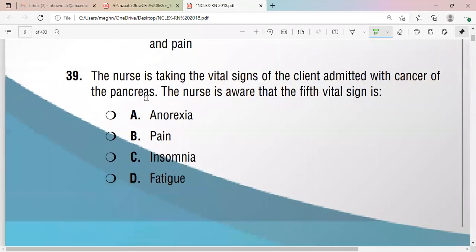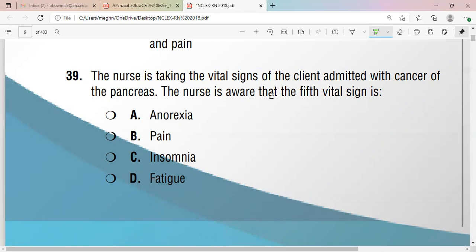Question here: the nurse is taking the vital signs of a client admitted with cancer of the pancreas. The nurse is aware that the fifth vital sign is... This type of question is frequently asked in the NCLEX board. A, anorexia; B, pain; C, insomnia; and D, fatigue.